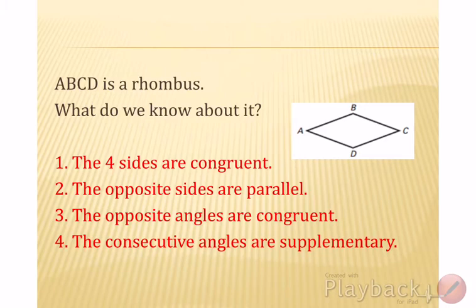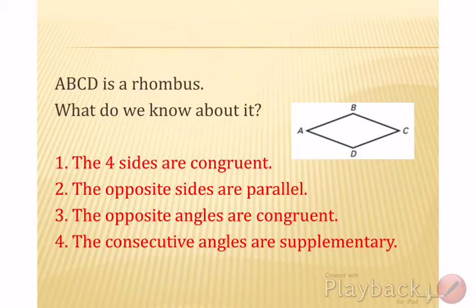So let's take a look at a figure here. ABCD is a rhombus. What do we know about it? The 4 sides are congruent. The opposite sides are parallel. The opposite angles are congruent. And the consecutive angles are supplementary. So what does that look like? They're congruent. That means they're all the same side length.